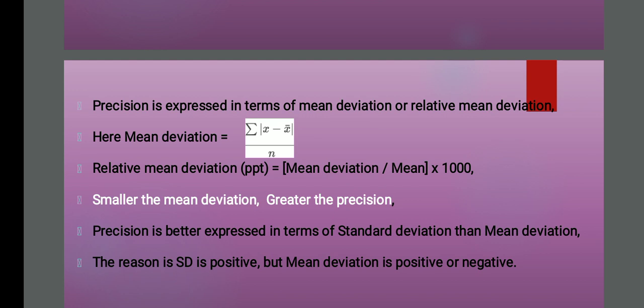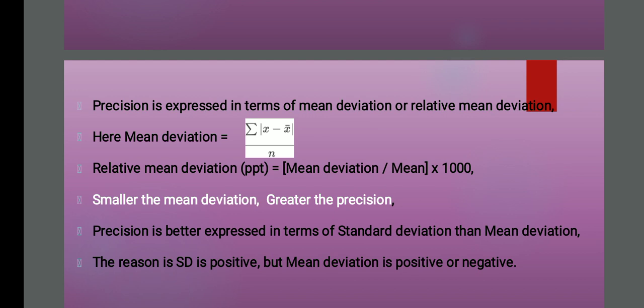Normally it is expressed in terms of mean deviation, or we can use the term relative mean deviation. You know the formula for mean deviation. Mean deviation is the sum of |xi minus x bar| divided by n, where xi is the individual value and x bar is the mean value, and n is the number of terms. We have studied this already.